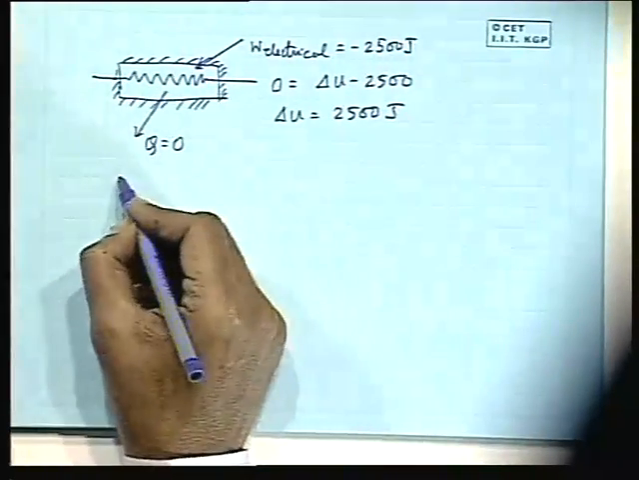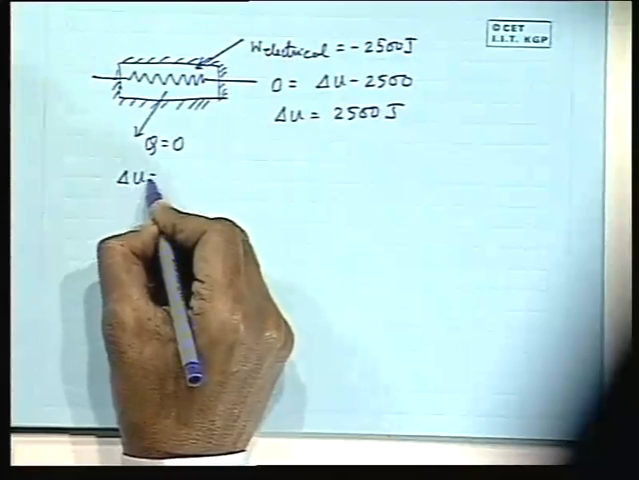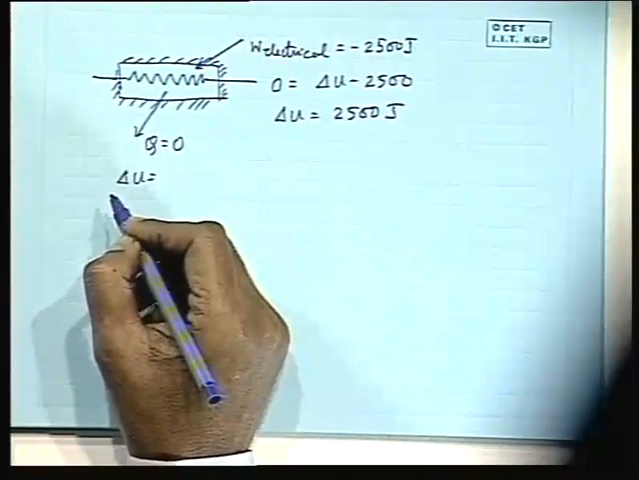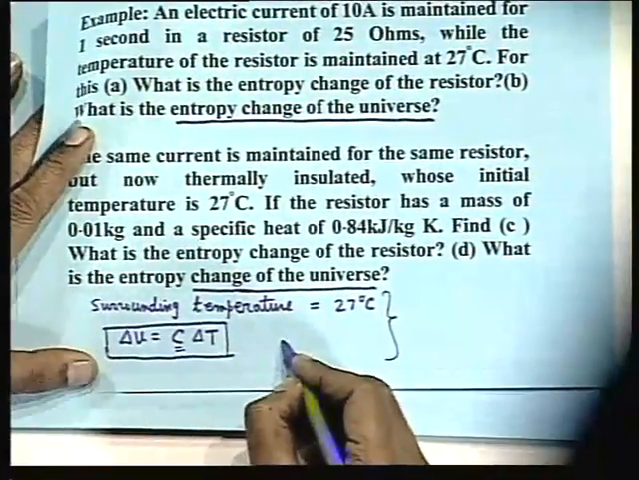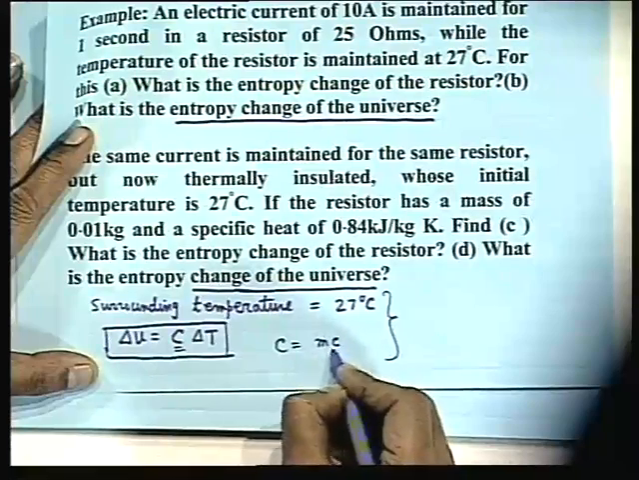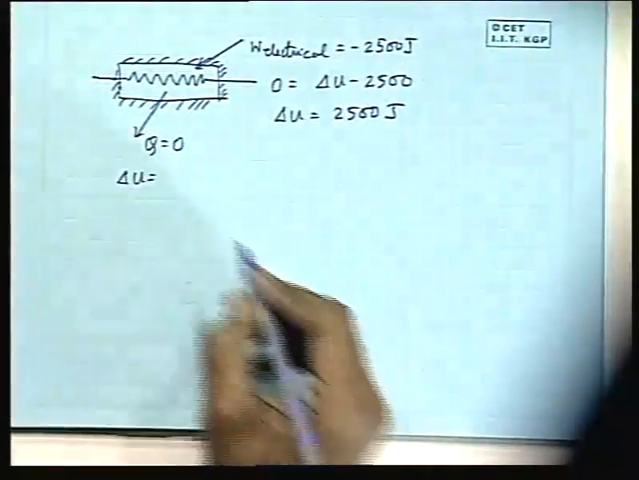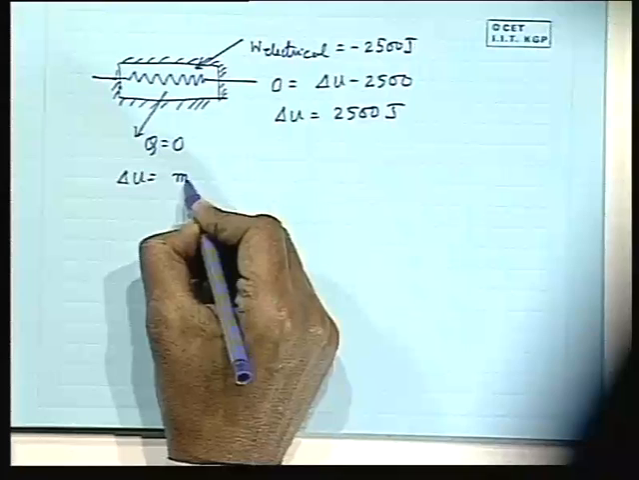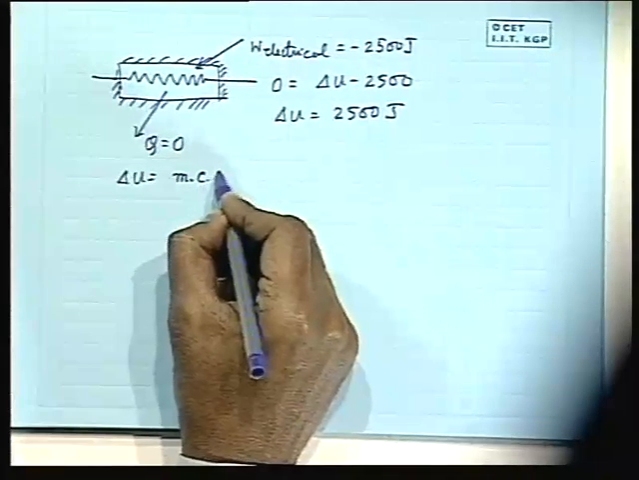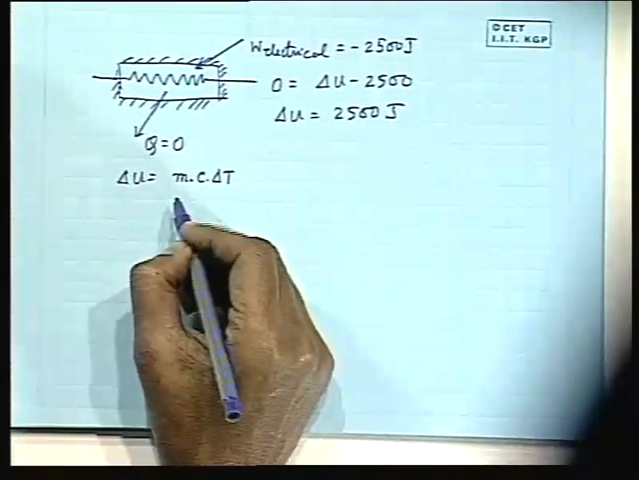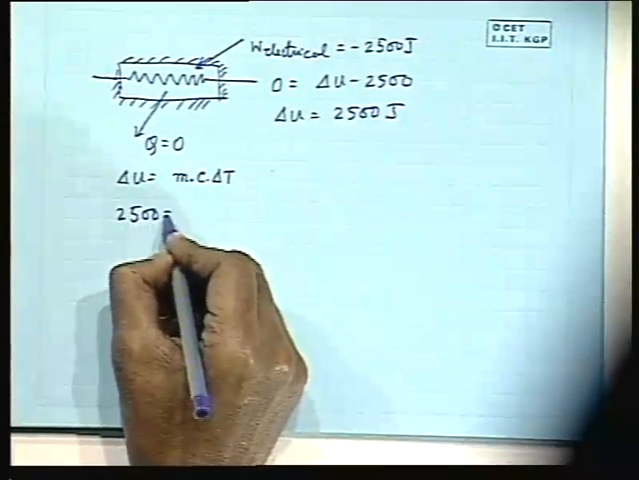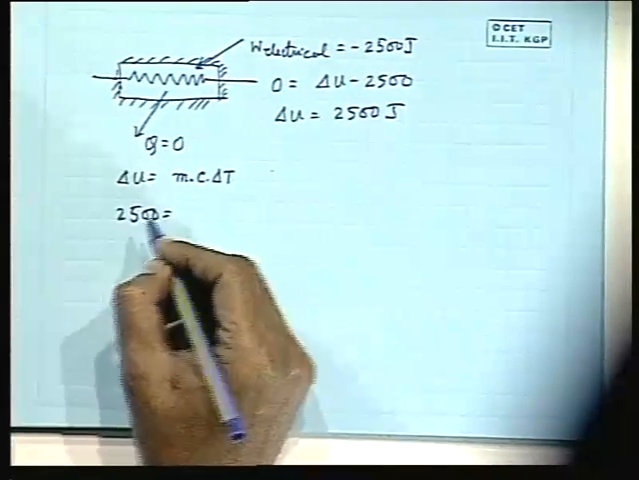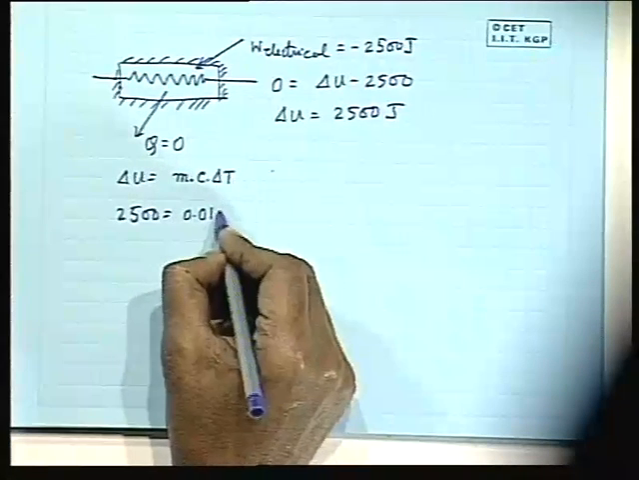And as we know that delta U is equal to C into delta T, that C is the capital C. I am sorry, that could have been written by mass into specific heat. So actually this C is m into small c, specific heat. So therefore we can write this is equal to mass into specific heat into delta T. So here I can write 2500. What is the mass? Mass is 0.01 kg. And what is specific heat?